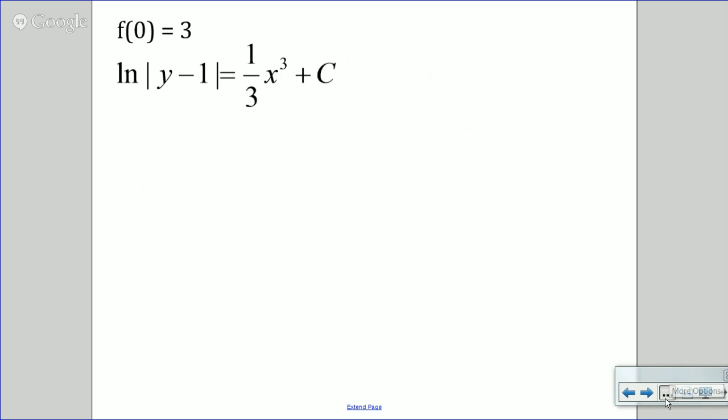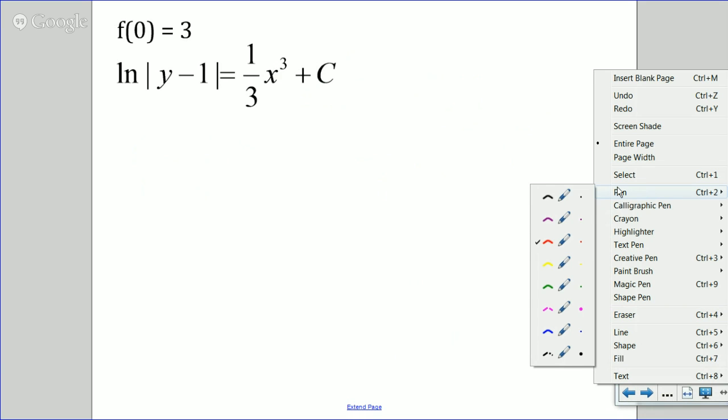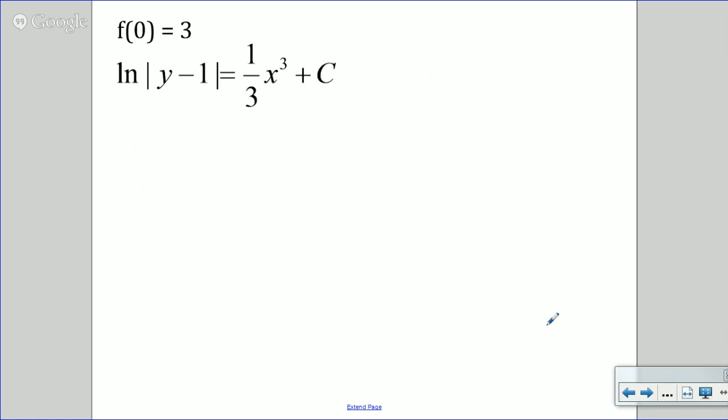Okay. All right, let's try another, just doing the algebra, and then after this example we'll do some all the way through. Go ahead and write this example down. We have ln of the absolute value of y minus 1 equals 1/3 x cubed plus c. Now remember, f of 0 equals 3 can be written as (0, 3).